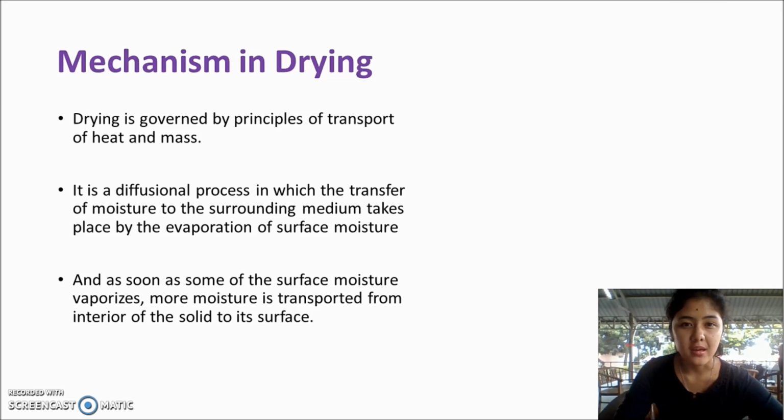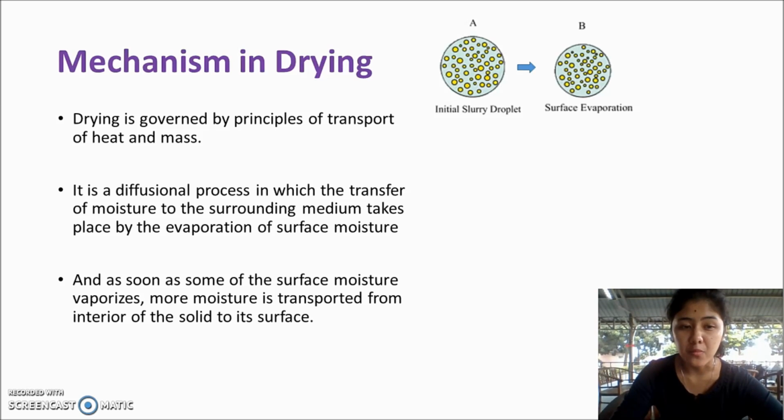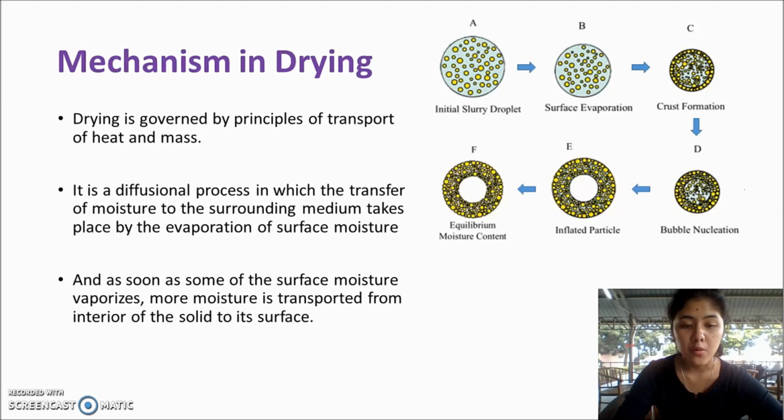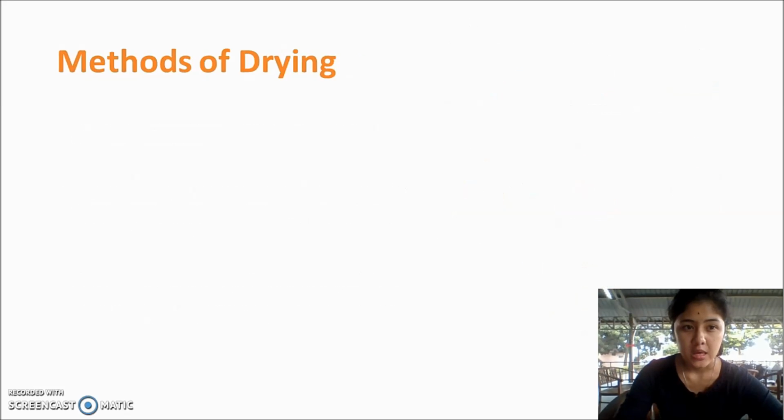Drying is governed by principles of transport of heat and mass, and it is a diffusional process in which the transfer of moisture to the surrounding medium takes place by the evaporation of surface moisture. As soon as some of the surface moisture vaporizes, more moisture is transported from the interior of the solid to its surface. There are many methods of drying.